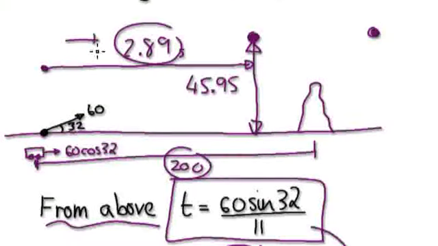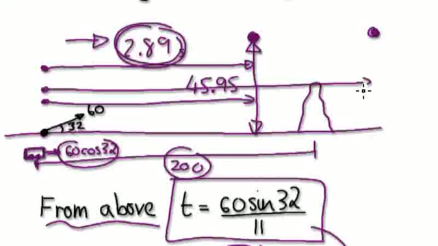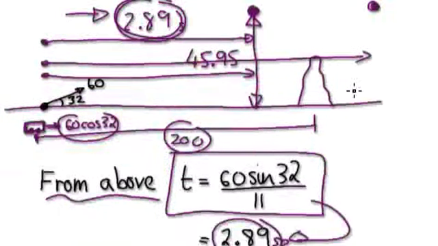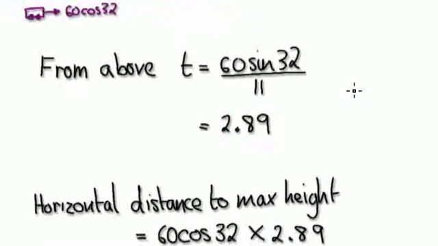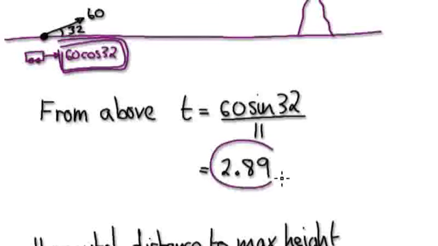But we know the time it takes to get to the maximum height. So what we do is imagine you and your dad sitting in the car traveling at this speed for 2.89 seconds. How far would you have traveled in 2.89 seconds? Will you have traveled this far, or will you have traveled this far? So what you do is you get the horizontal speed of the car, and then you times it by this time here.